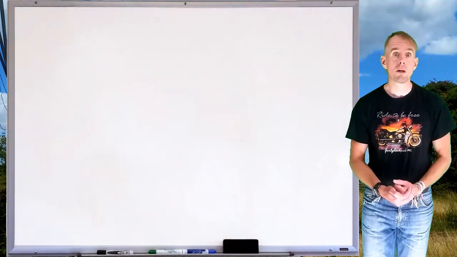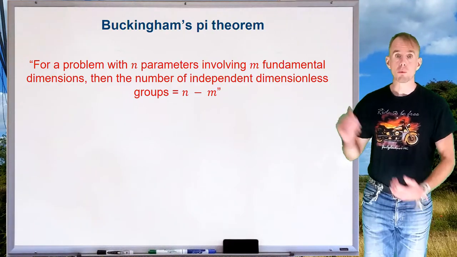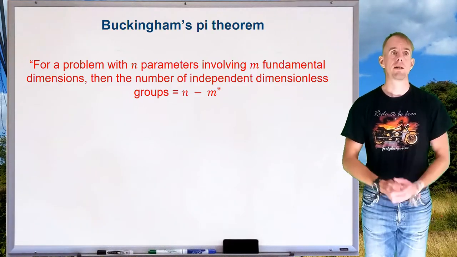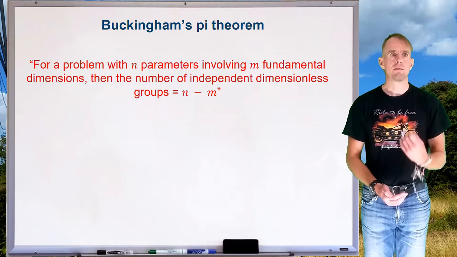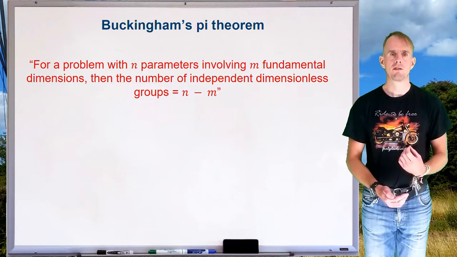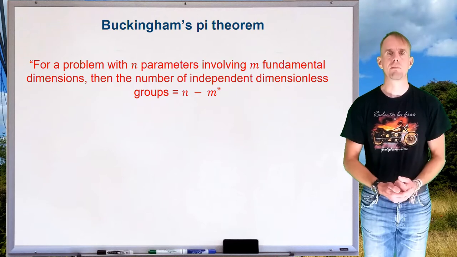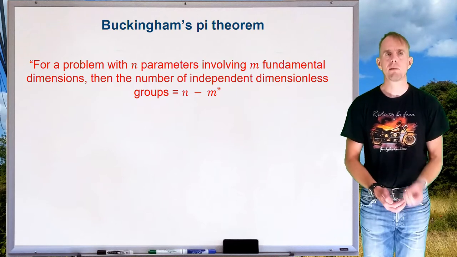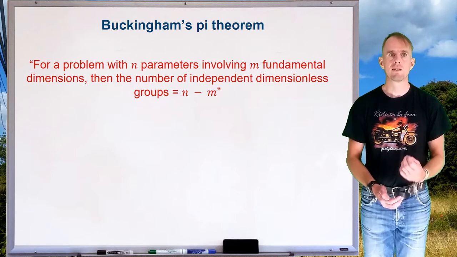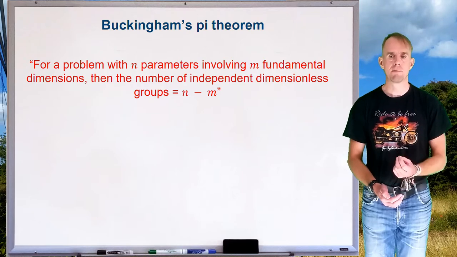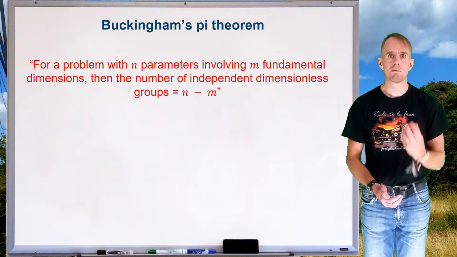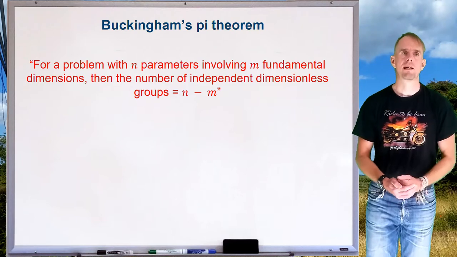So, I'm going to introduce to you now a concept that you probably will have seen before. Here on the board, I've put the statement of Buckingham's pi theorem. Buckingham said, for a problem with n parameters involving m fundamental dimensions, then the number of independent dimensionless groups you need to find is n minus m. So, a nice simple rule. Let's put it into practice.